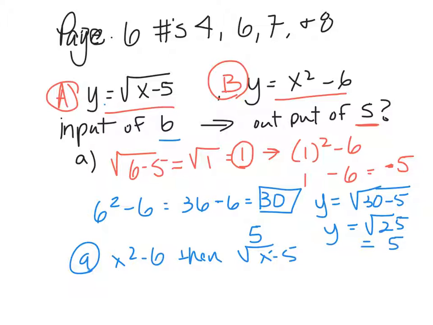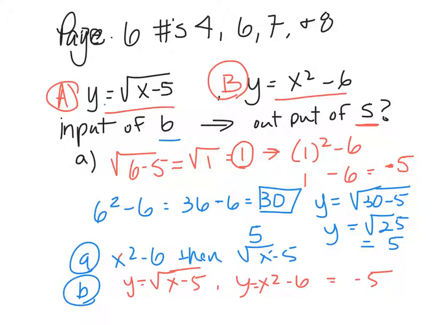B would be an easy question for us, because it says, is it possible for her to find an input that will get a final output of negative 5? If so, show how she could do that. And if not, explain why not. And the answer to B is, of course, what we started out with, which is y equals the square root of x minus 5. We plug in 6. Then we plug that output into x squared minus 6, and we get negative 5.